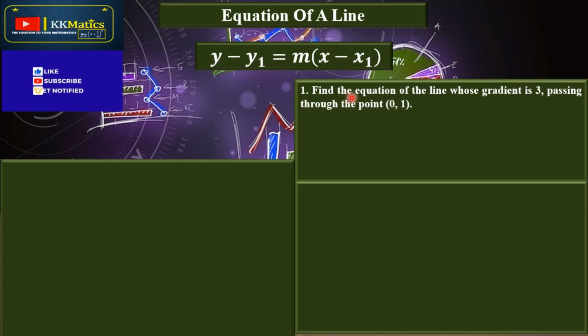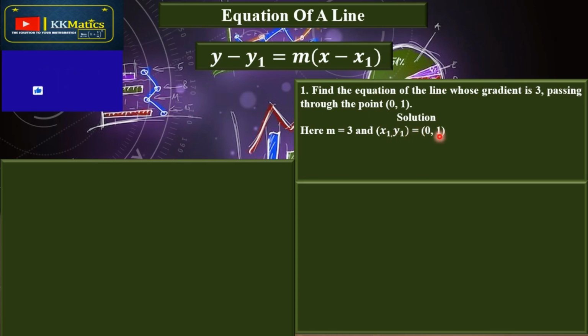So in the first example here, we are told to find the equation of the line whose gradient is 3 passing through the point (0, 1). Solution: we know our gradient is 3 and the point that we have is (0, 1). According to the formula, we have x subscript 1 and y subscript 1. So wherever we have x subscript 1, that is 0, and y subscript 1, that is 1.